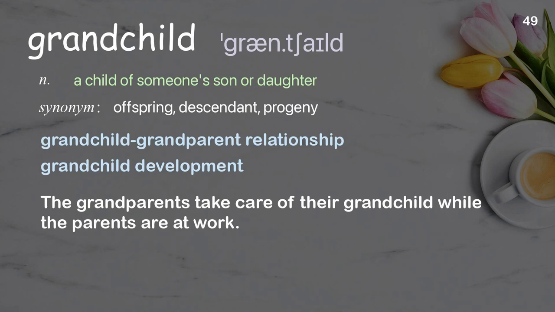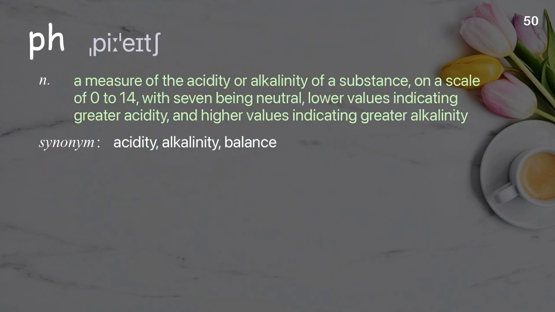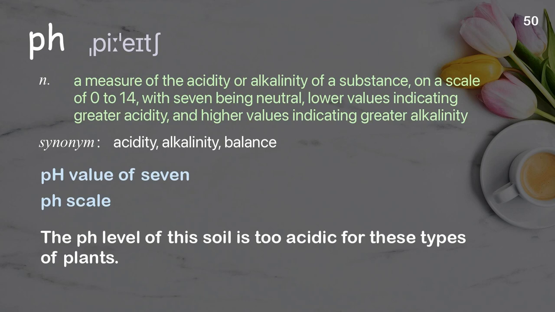pH. A measure of the acidity or alkalinity of a substance on a scale of 0 to 14, with 7 being neutral, lower values indicating greater acidity, and higher values indicating greater alkalinity. Examples: pH value of 7, pH scale. The pH level of this soil is too acidic for these types of plants.